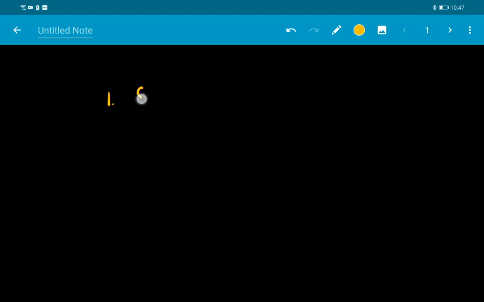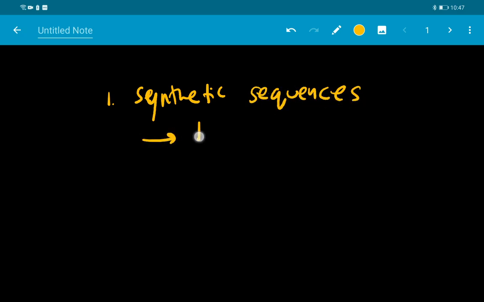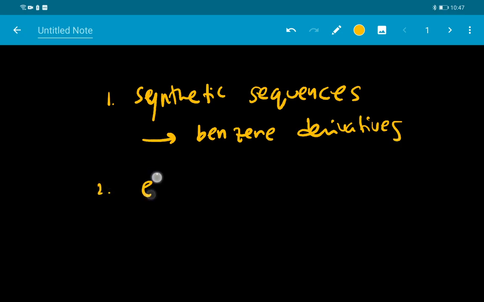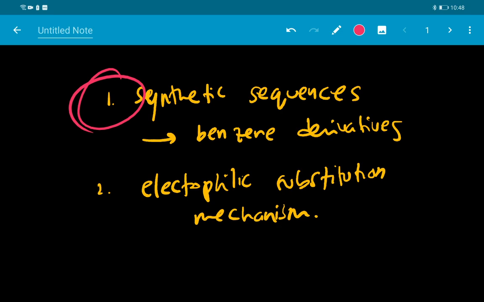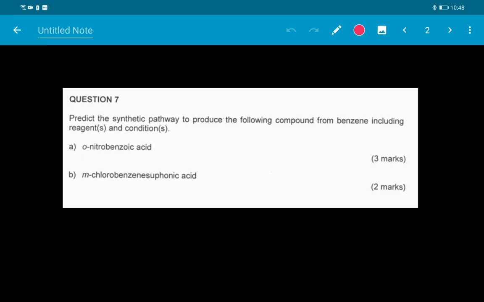In the benzene topic, there are two most commonly asked questions. The first one is the synthetic sequences in order to prepare benzene derivatives. The second one will be the electrophilic substitution mechanism. In this video, we'll be focusing on number one. If we return to our previous video, we already encountered this question.